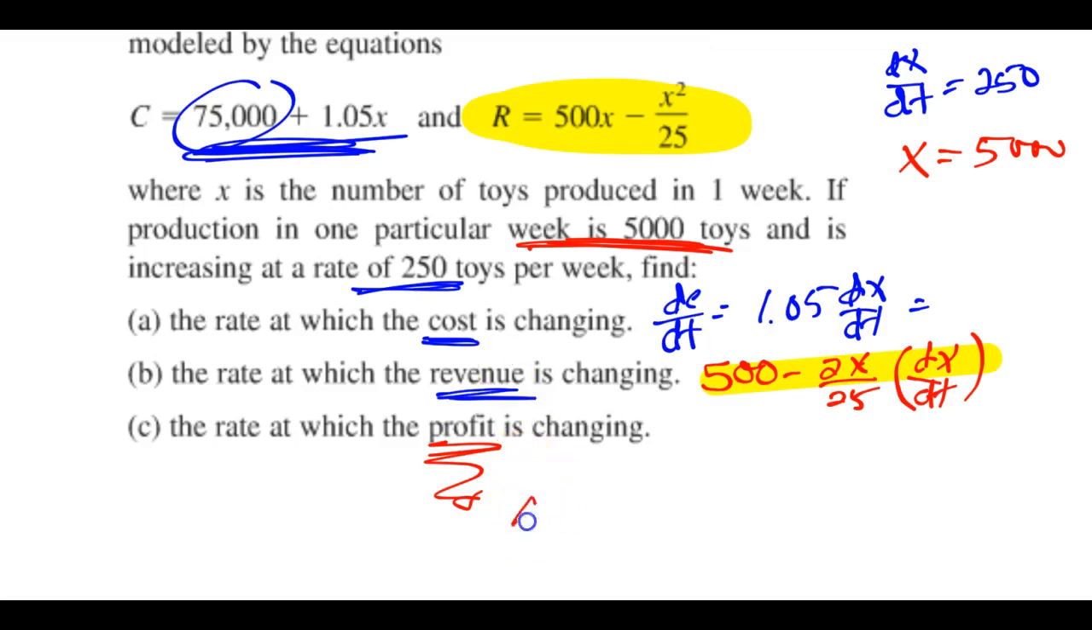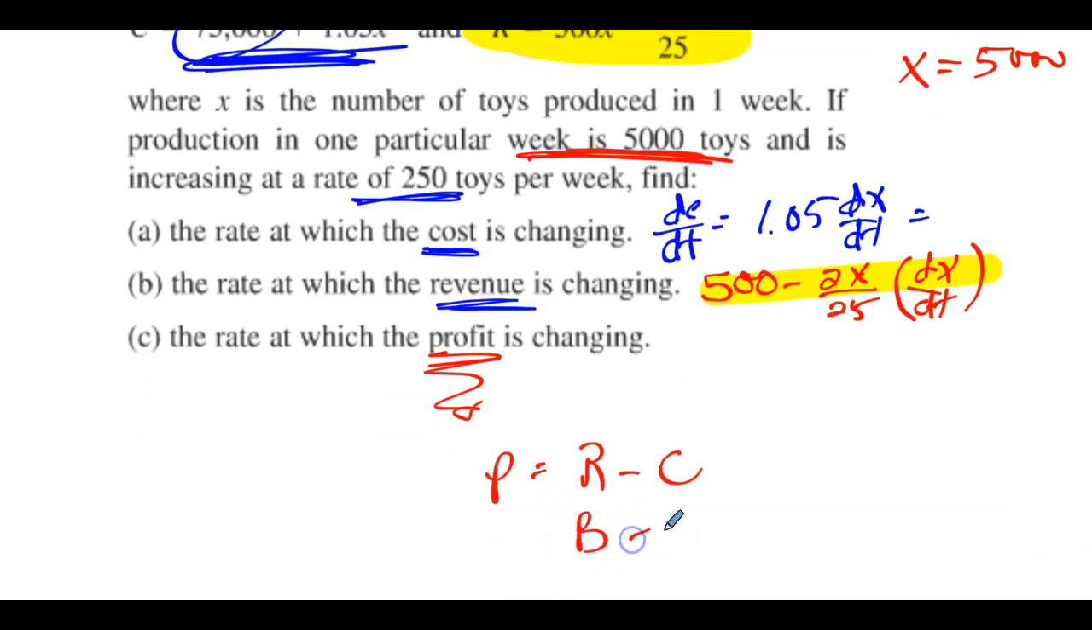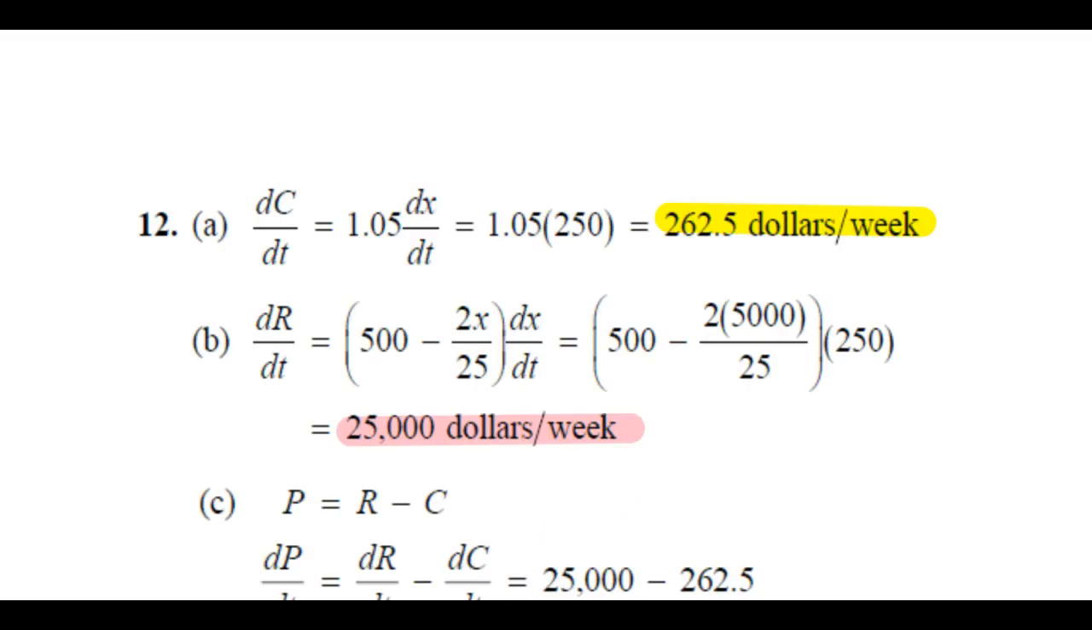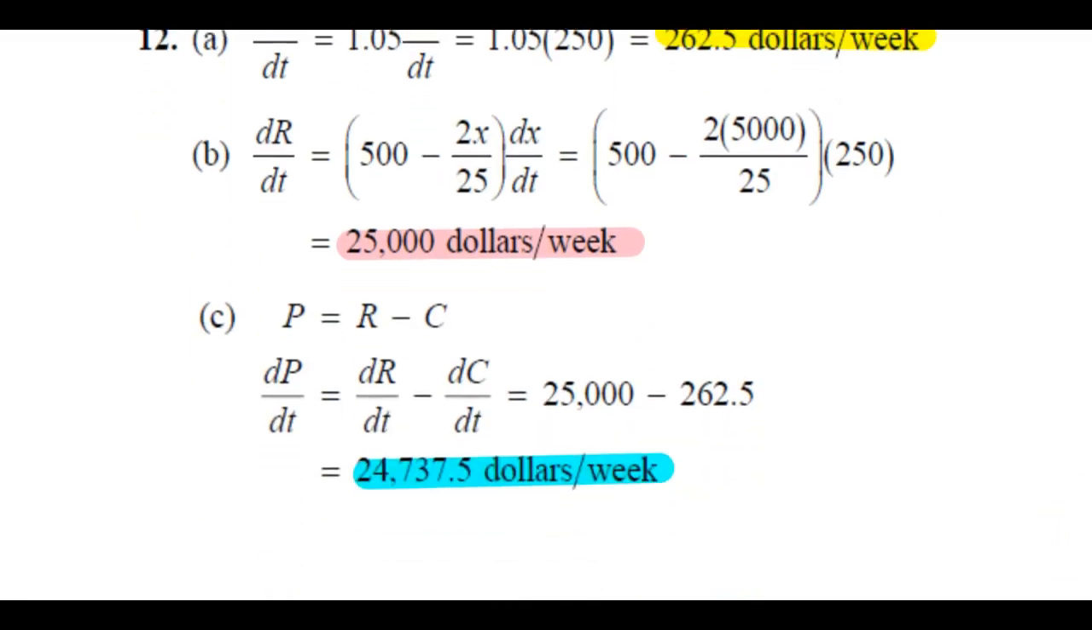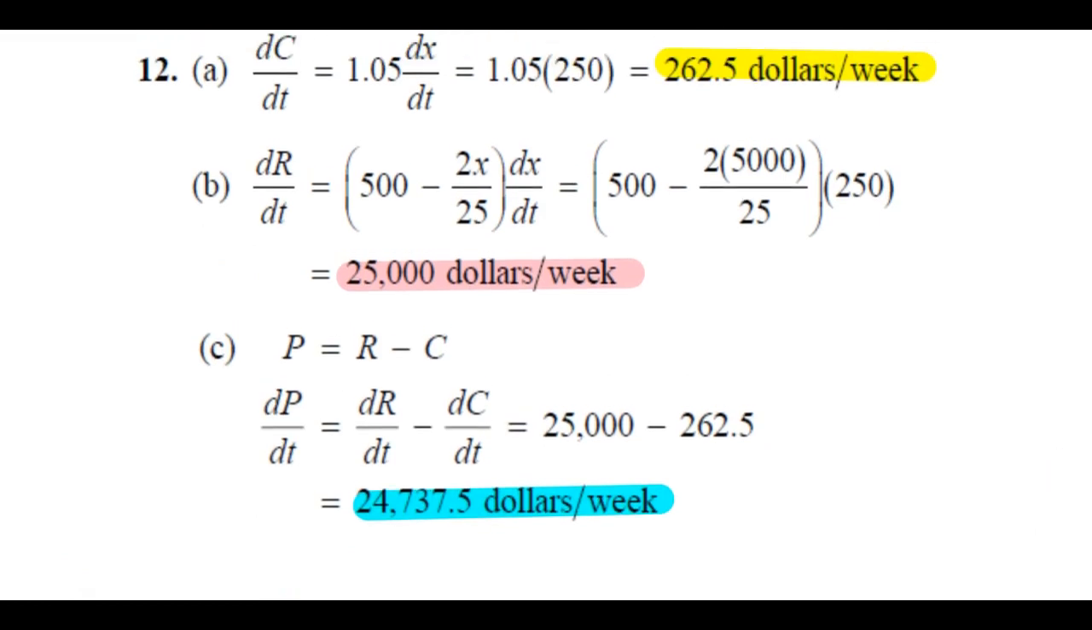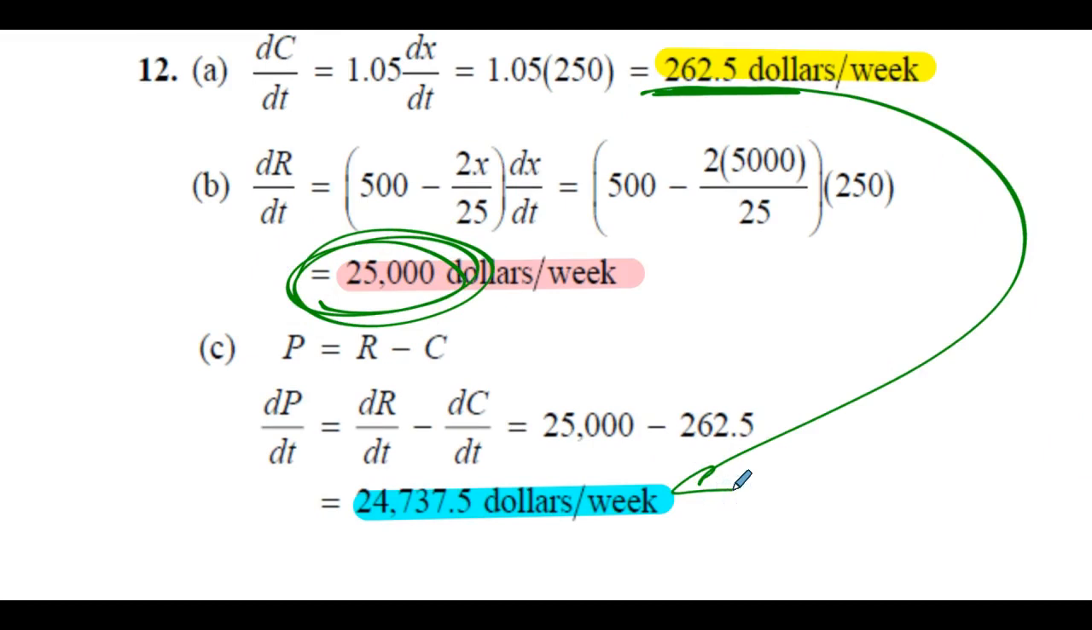I think I can just take answer A and subtract off answer B, because my profit is my revenue minus your cost. Wait a minute. If it really is revenue minus cost, then I should take my answer B and subtract off my answer A, right? Well, play around with that and see if that works. I think you'll discover this 25,000 minus this guy will give you that final answer. So you don't really have to do a whole lot of work for C.